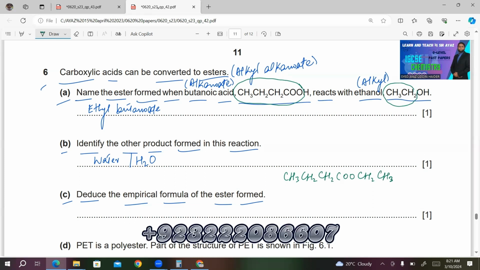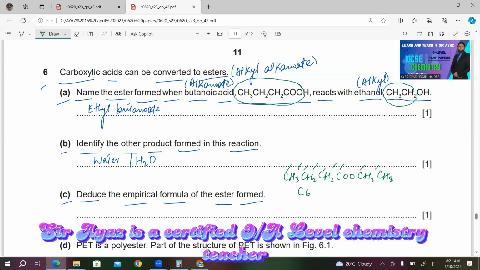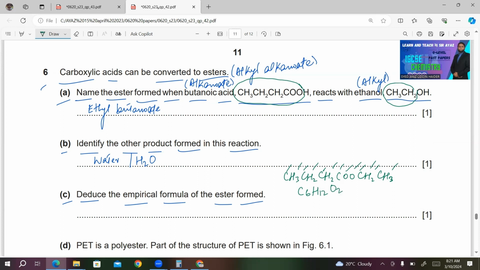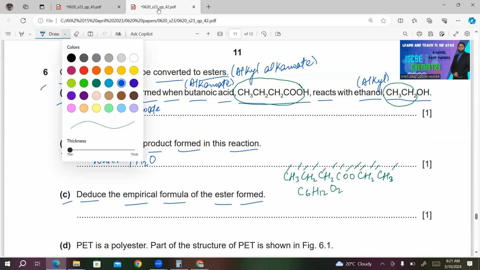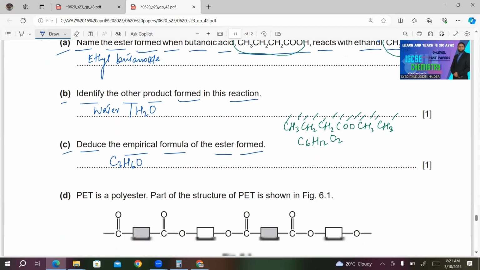Now I am writing the molecular formula. So how many carbon atoms? 1, 2, 3, 4, 5, 6. So you'll have C6. What about hydrogen? 3, 2, 5, 5 plus 2, 7, 7 plus 2, 9, 9 plus 3, 12, H12. What about oxygen? 2 oxygen, O2. So the empirical formula for this ester will be C3H6O. This will be the empirical formula for the ester formed.